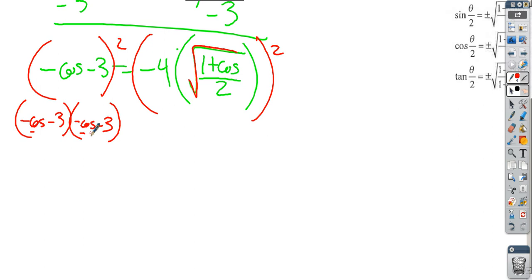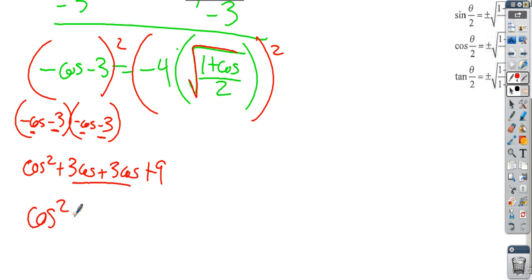Negative cos times negative cos is cos squared. Negative cos times negative 3 is positive 3 cos. This is also positive 3 cos. And then negative 3 times negative 3 is positive 9. So this whole thing on the other side becomes cos squared plus 6 cosine, because 3 cos plus 3 cos is 6, plus 9. Okay, what does the other side equal?